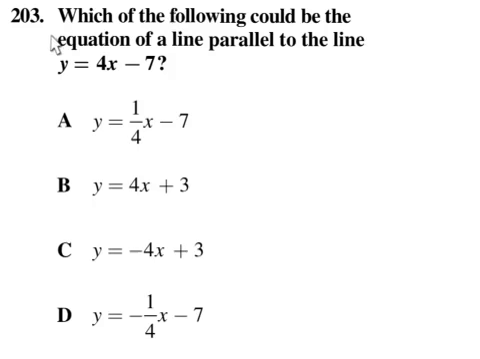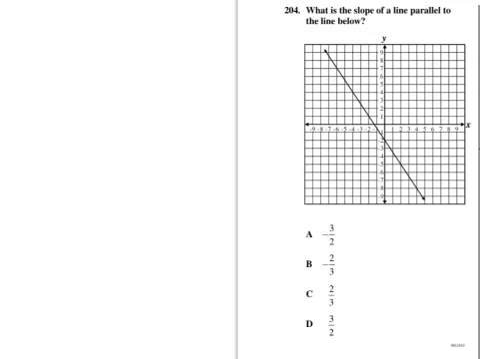So your slope is 4. Which of these has the same slope as that? Because parallel lines have the same slope. Can you tell that B here has the same slope? All right, the slope of a line parallel to this. Now, to have a line parallel to this, you know it's going to have the same slope.